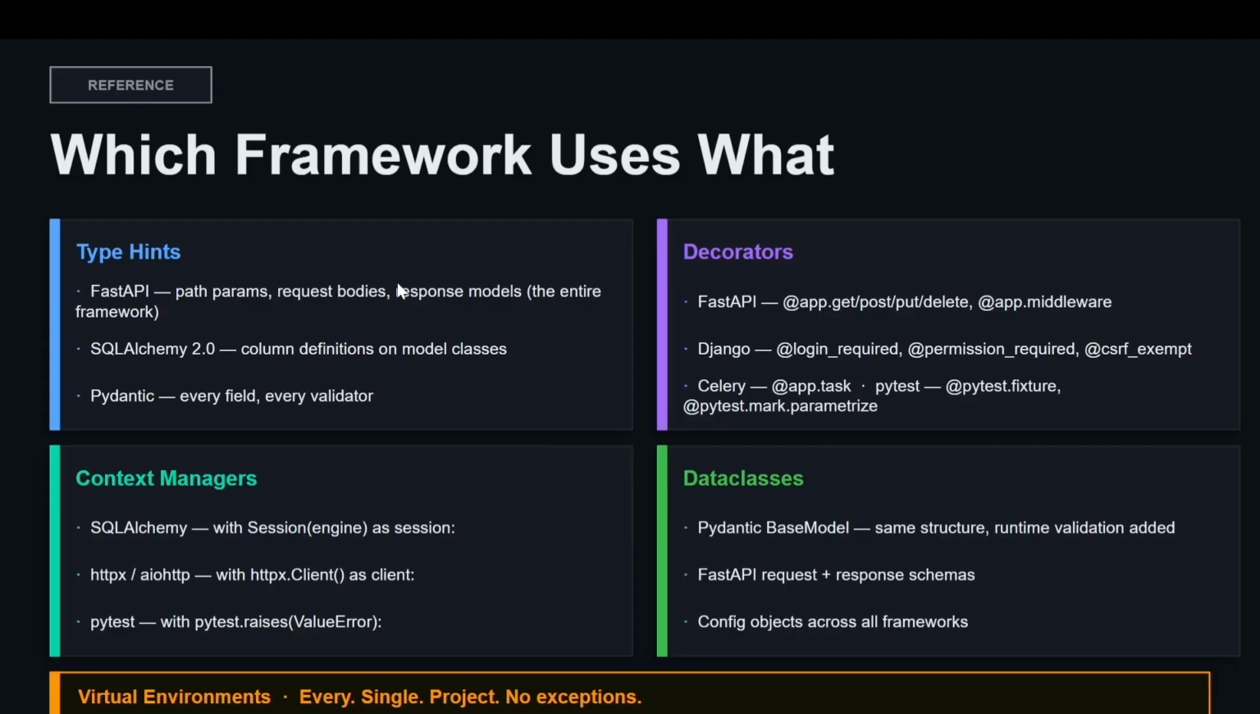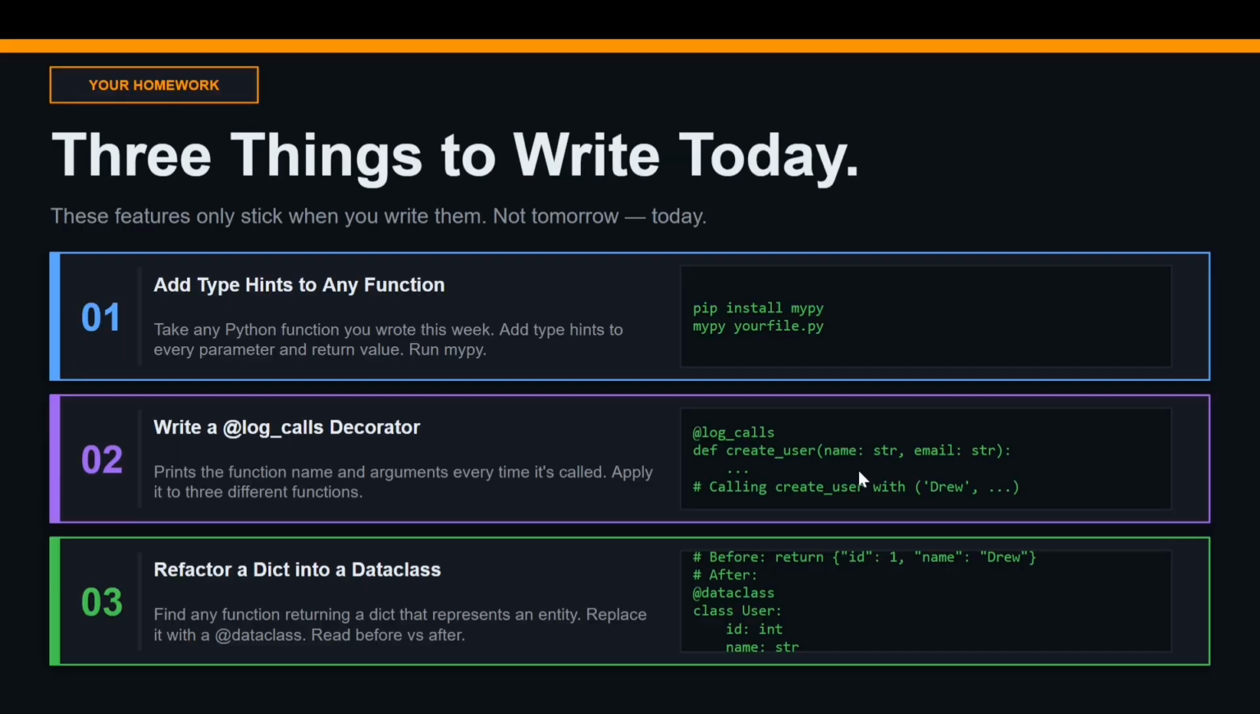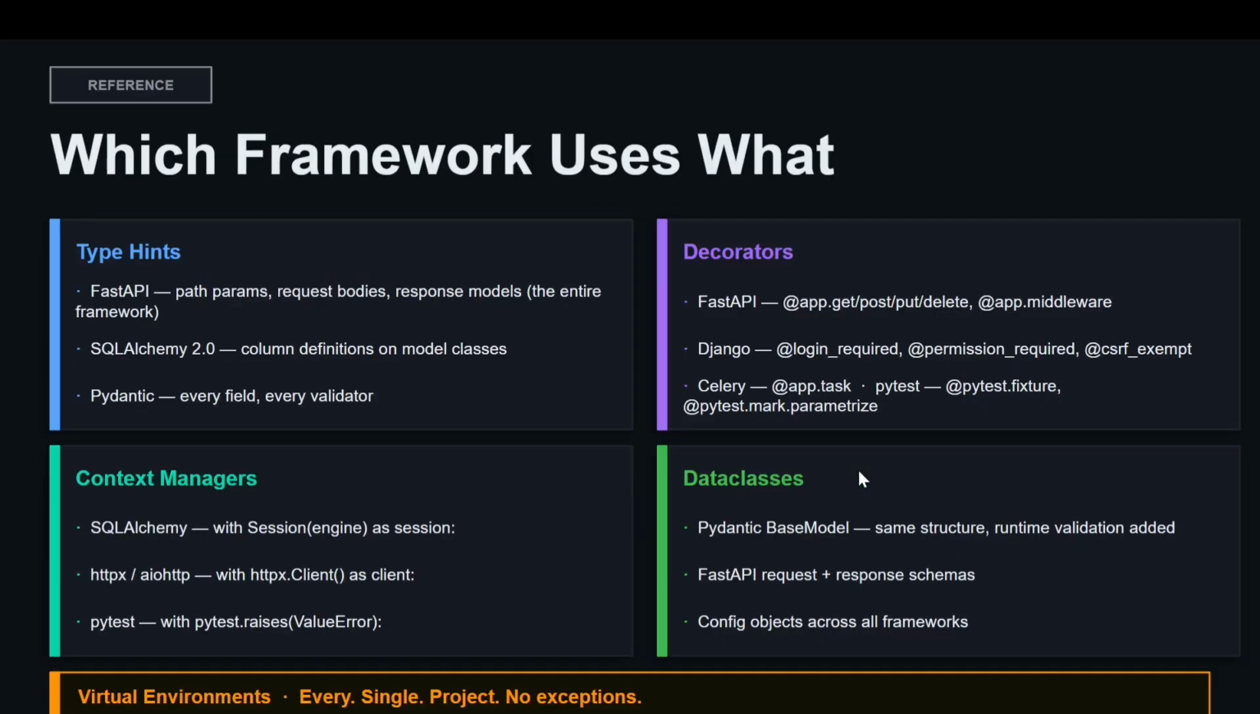Here now we see which frameworks use what. We see typing, and FastAPI is used for path parameters, request bodies, response models, and so on. We see context managers used with SQLAlchemy, HTTP, and pytest. We use decorators like app.get, app.put, and app.middleware. We see Django here with permission required and login required. We see different scenarios of using these things.